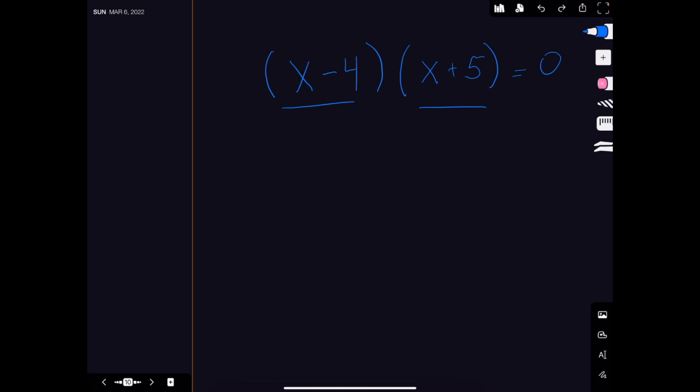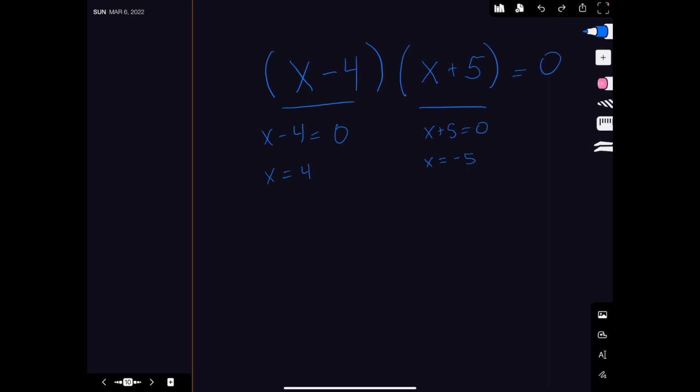this equation. And what you can do is, if the equation is given to you in factored form, we simply say each part of the equation is equal to 0. So in this case, you set x minus 4 equal to 0, and x plus 5 equal to 0. And then you just solve for x. And here we're going to get x is equal to 4 and x is equal to negative 5.